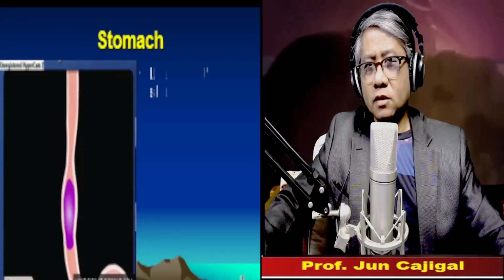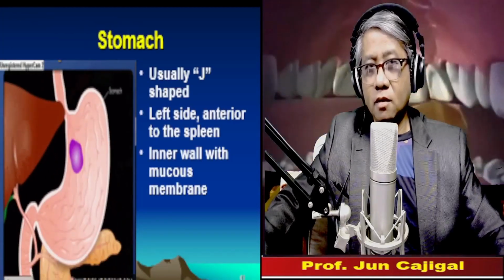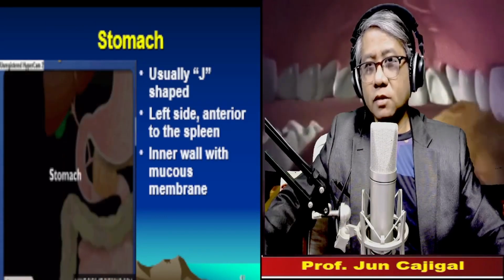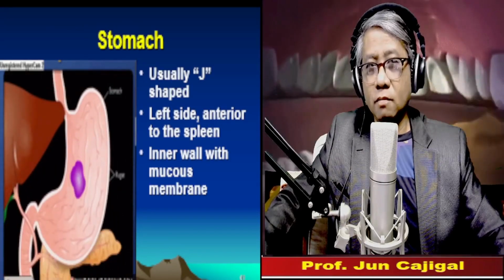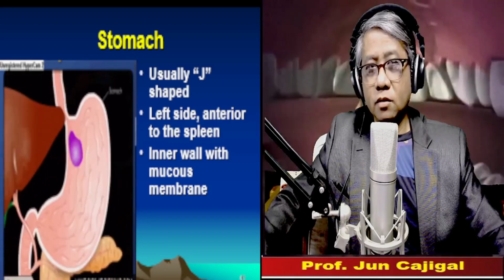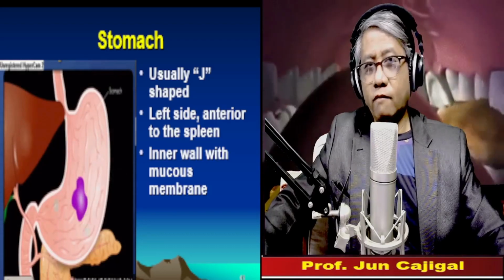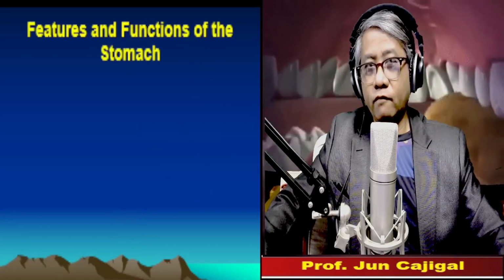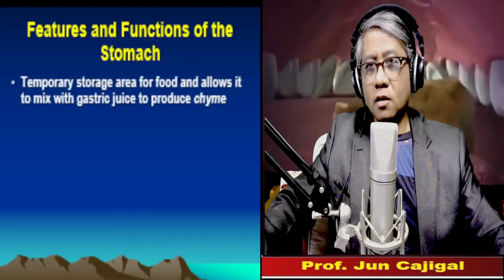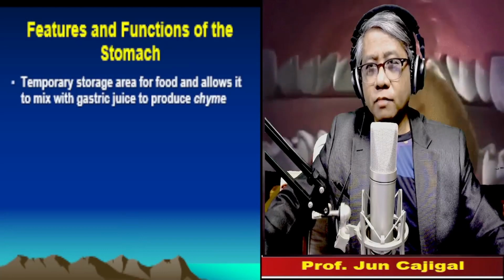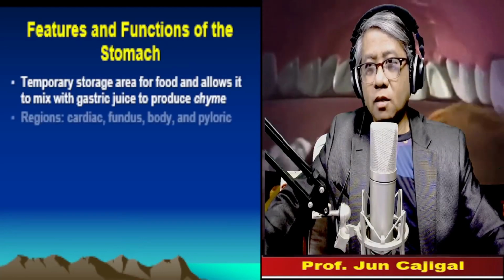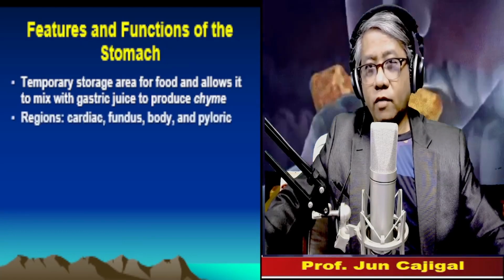Now the stomach is a J-shaped muscular sac, and in terms of its location, the stomach is located on the left side anterior to the spleen. And inside the stomach is an inner wall with mucous membranes. Now let us enumerate the features and functions of the stomach. Now the stomach basically is a temporary storage area for food and allows it to mix with gastric juice to produce chyme.